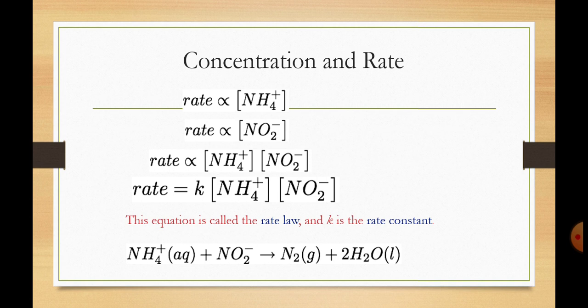So what is the expression for rate and concentration? Rate is directly proportional to NH4, and rate is directly proportional to NO2. So we can write that rate is directly proportional to the concentration of NH4 times the concentration of NO2. If we remove the proportionality sign, we add K, the rate constant. Now the equation becomes rate equals rate constant times the concentration of NH4 times the concentration of NO2. This equation is called the rate law.